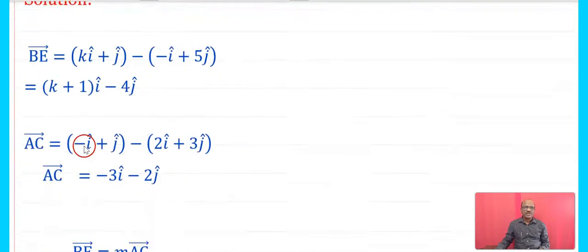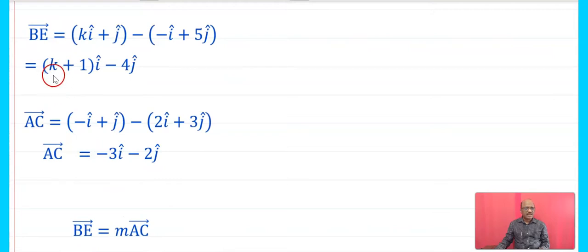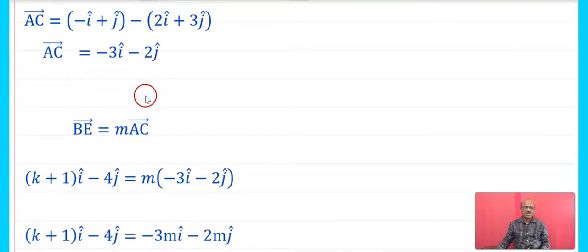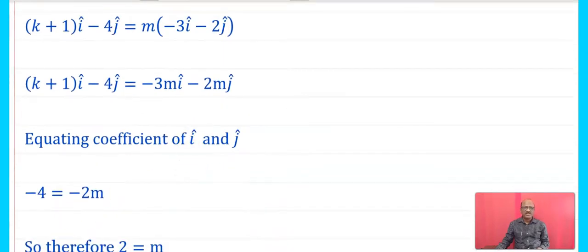Substitute the value of BE. What is BE here? In bracket, k plus 1 i cap minus 4j cap is equal to m times AC. AC is minus 3i cap minus 2j cap. And if we evaluate this, then equate the coefficient of i, that is minus 3m is equal to k plus 1. And the next is equate the coefficient of j, that is 2 minus 2m is equal to minus 4.